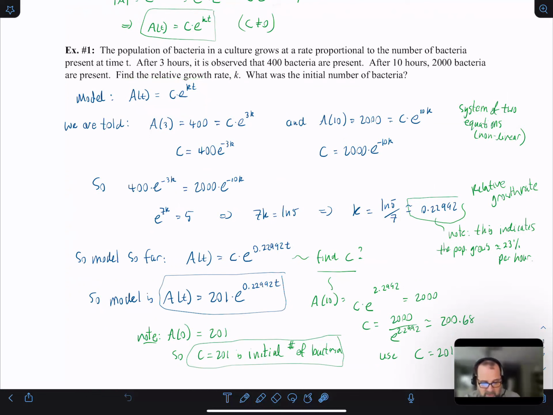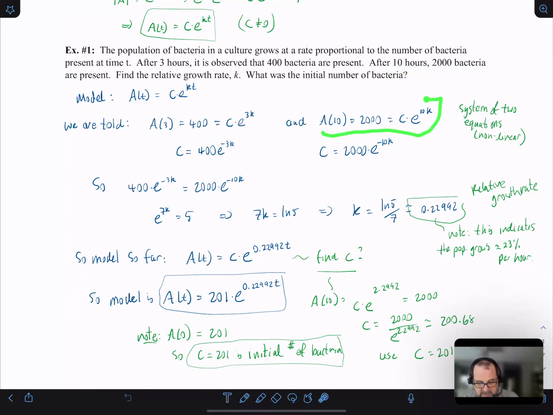We are told after 3 hours, it is observed that there are 400 bacteria present. That means that this must be true: A(3) = 400, which is c e to the 3k, where time is in hours. We are also told after 10 hours, there are 2,000 bacteria present.